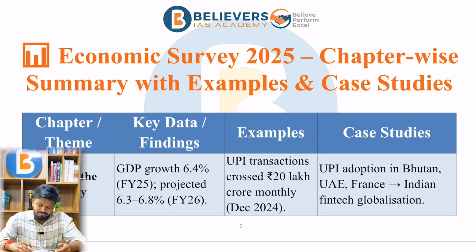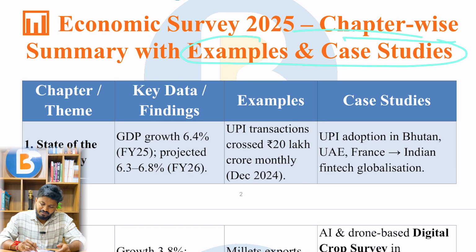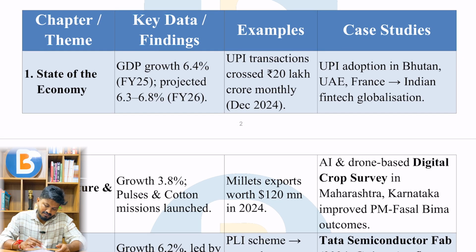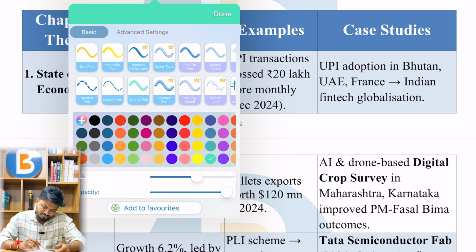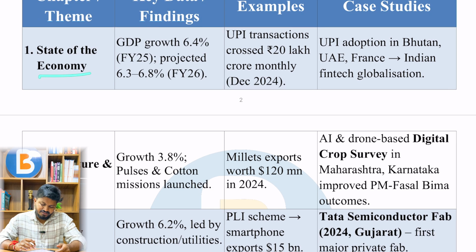So without any delay, we'll start the Economic Survey 2025 chapter wise summary with the examples and case studies. Very important topic. First chapter or the theme is with respect to state of the economy. The key data and findings were: GDP growth is at 6.4% in financial year 2024-2025, projected to grow at 6.3 to 6.8% in financial year 26.